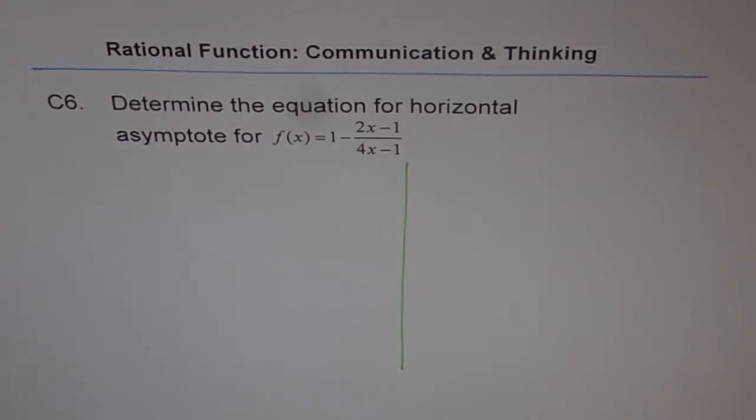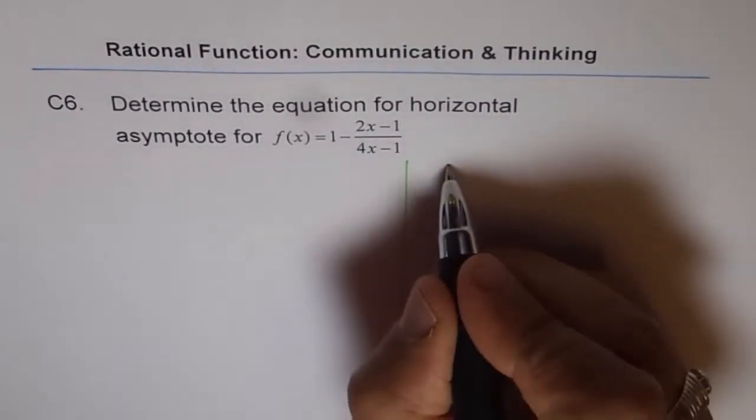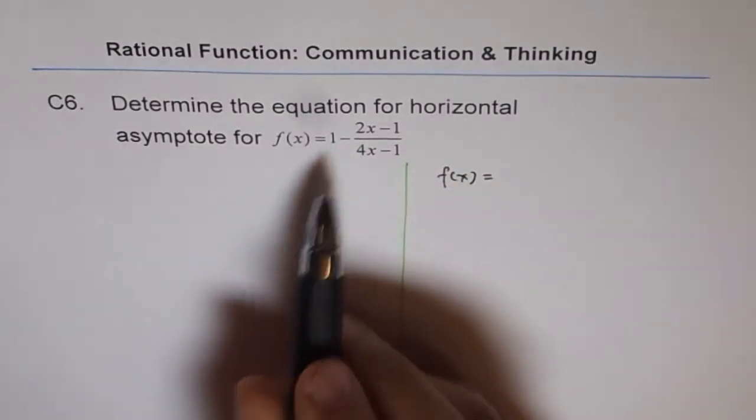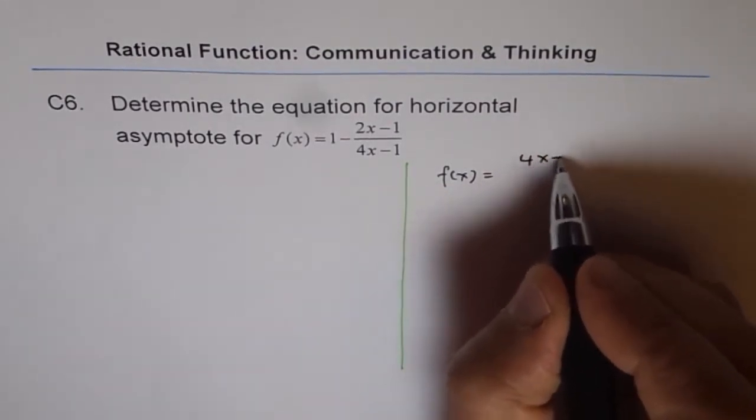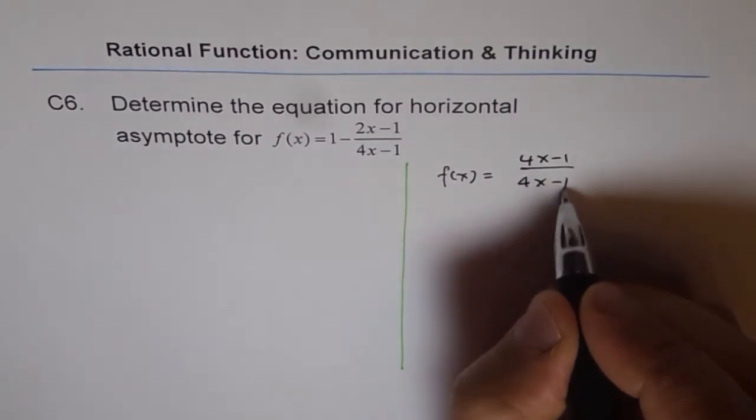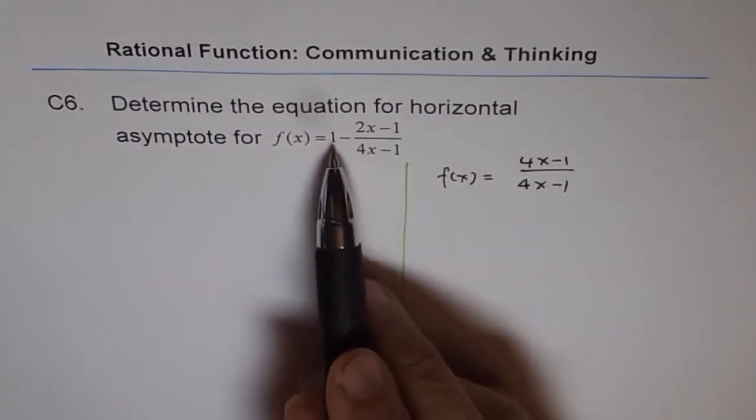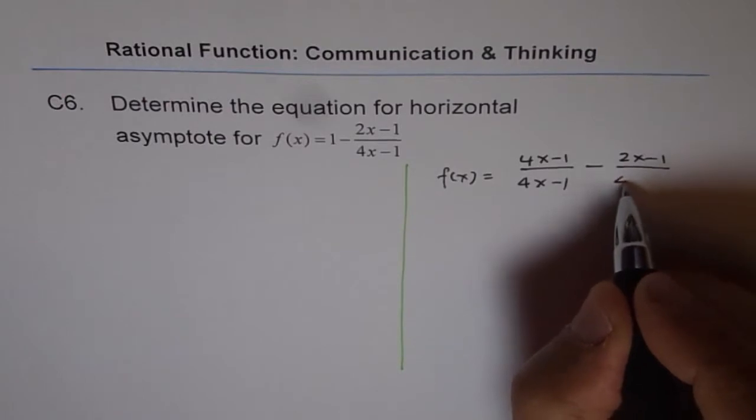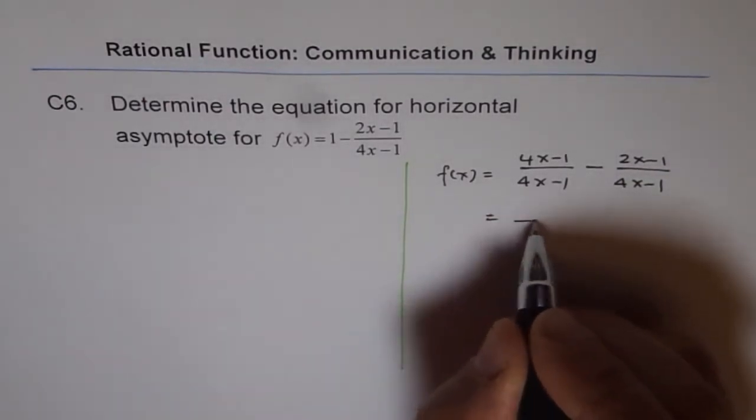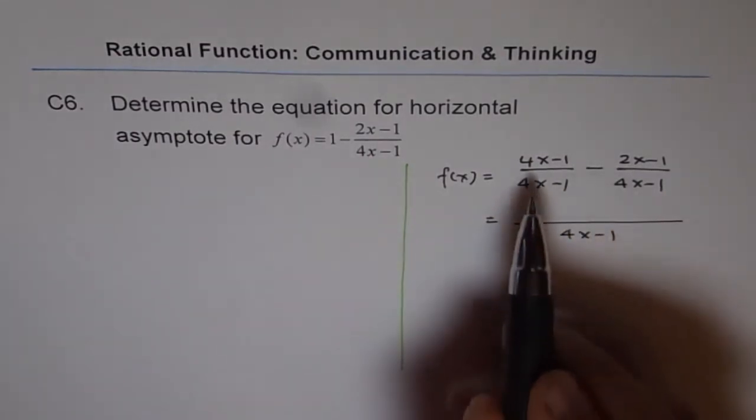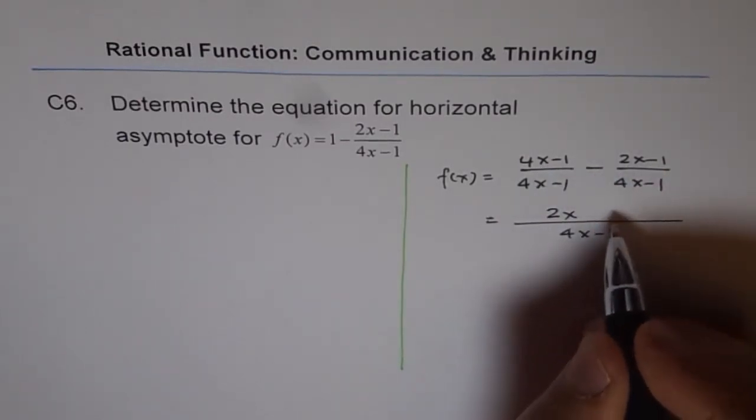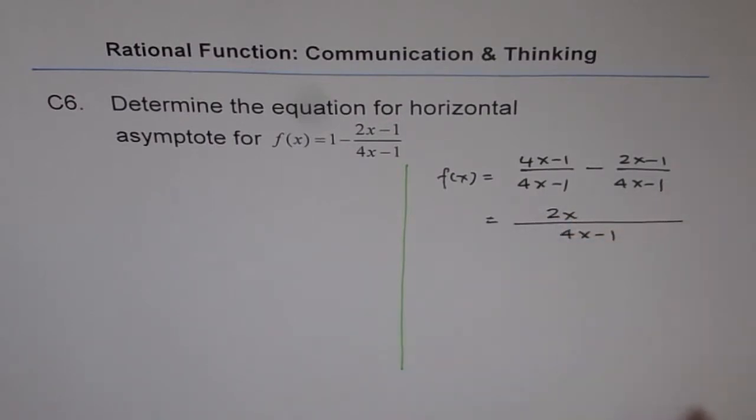One way I'll do is, I'll write it as one function and then show you what the horizontal asymptote is. So I can write f(x) equals 1 minus (2x - 1) over this. Instead of 1, I'll write (4x - 1) over (4x - 1), because I need a common denominator. So I'm multiplying and dividing 1 by 4x - 1, minus (2x - 1) over 4x - 1, correct? Now 4x - 1 is my common denominator, and I have 4x minus 2x as 2x, and minus 1 minus of minus 1 gives me 0, so it's just 2x over 4x - 1.